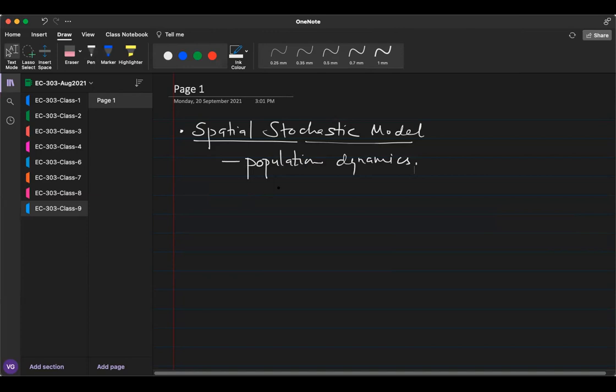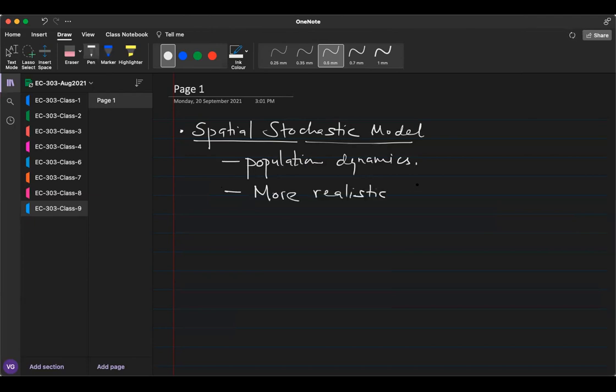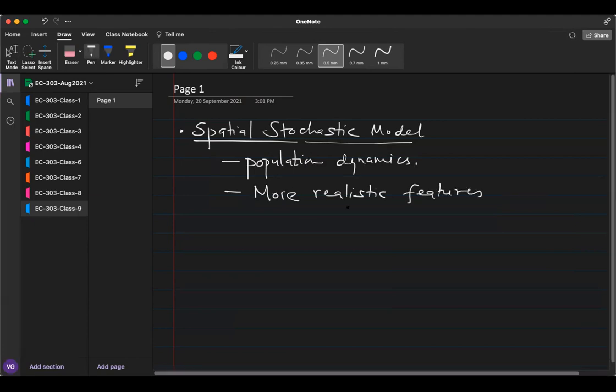And this helped us in two sort of ways. One, we were able to introduce more realistic features, right? What were those? They were the fact that there is space, right? They were the fact that birth and death are stochastic. And we were also able to include processes like dispersal, right? So it had basically more realistic features.